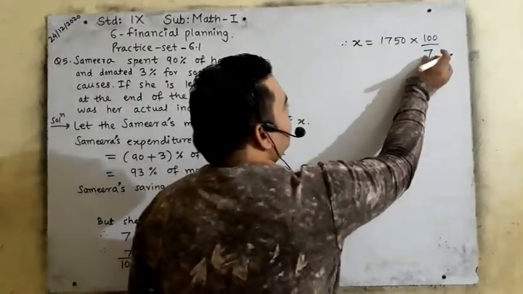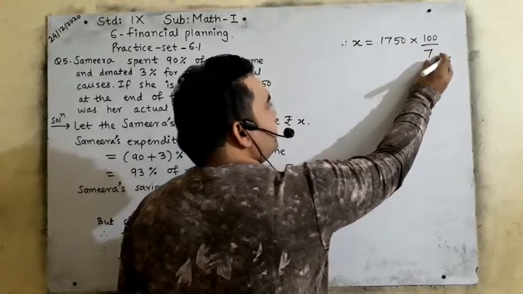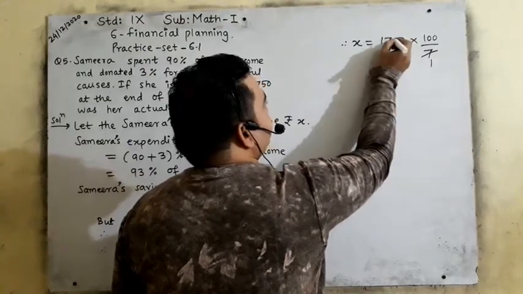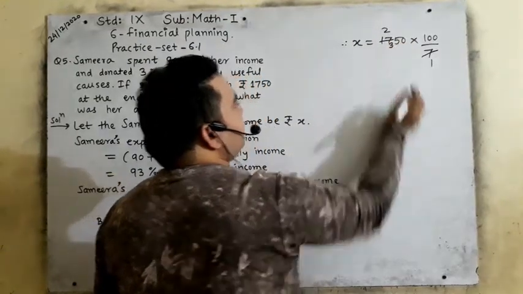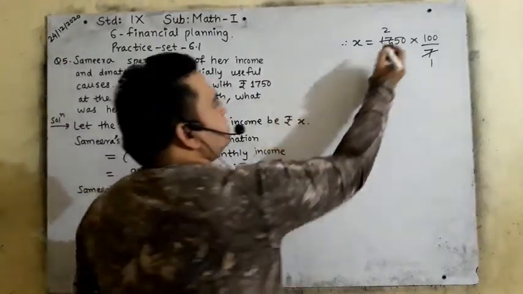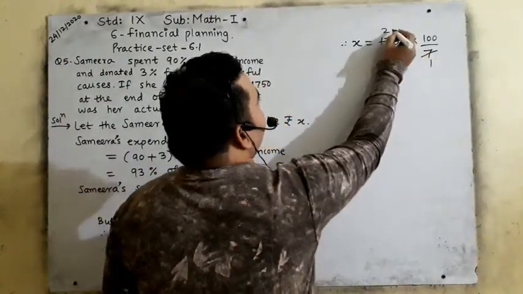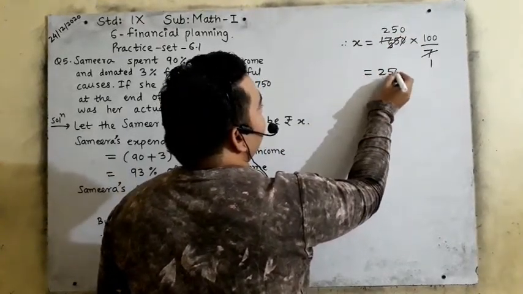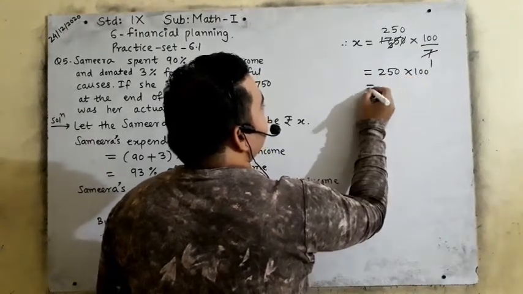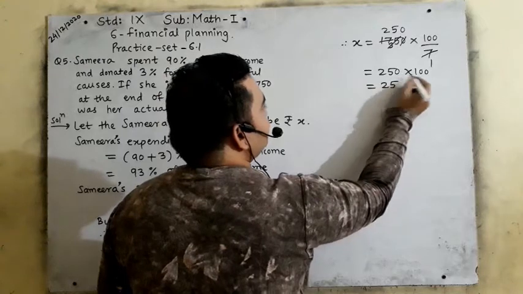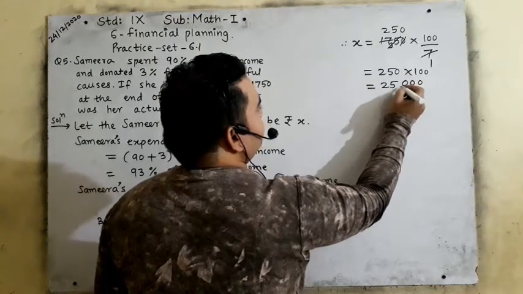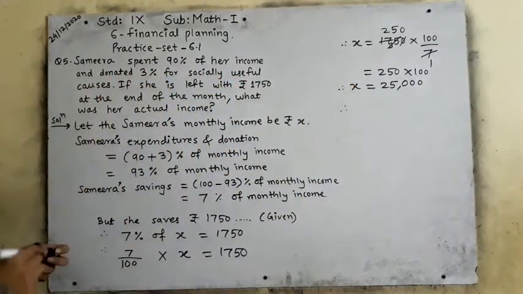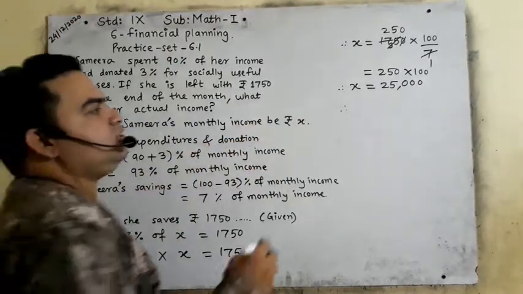Now we cannot cut 7 and 100, since 100 is not divisible by 7, so we will divide 1,750 by 7. 7 ones are 7, 7 twos are 14. How much will be left? 3, and bringing down 5 makes 35. 7 fives are 35. Then zero. So how much is left? 250 multiplied by 100. 25 ones are 25, and 3 zeros gives 25,000. Therefore we came to know that Samira's monthly income is rupees 25,000.